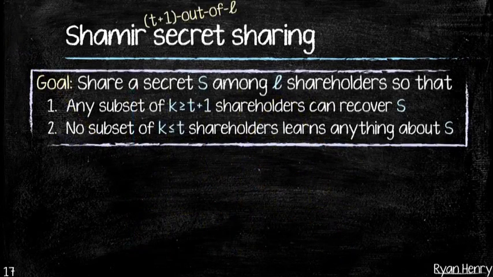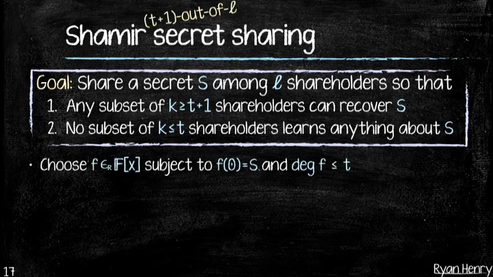Okay, so let's abstract this out into what the scheme actually looks like. In the T out of L, or T plus 1 out of L secret sharing scheme, our goal is we have a secret S, and we want to share it amongst L different shareholders. We want to do this in such a way that any T plus 1 or more of them can easily figure out what the secret is, but any T or fewer of them can't learn anything about the secret. And we're going to do this by choosing a polynomial that has degree T. When you evaluate this polynomial at 0, you get the secret, and it is otherwise uniform random from our field, with the coefficients from our field.